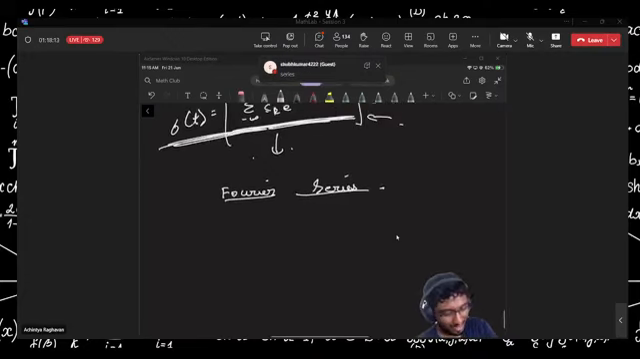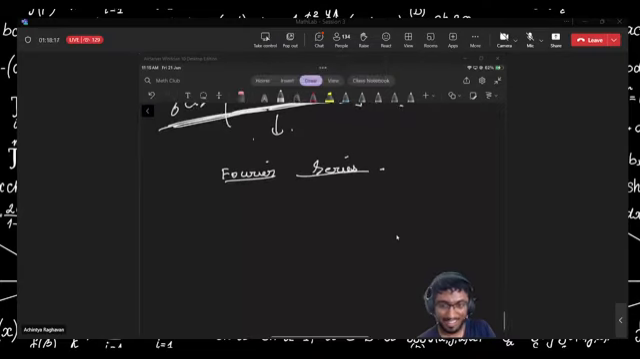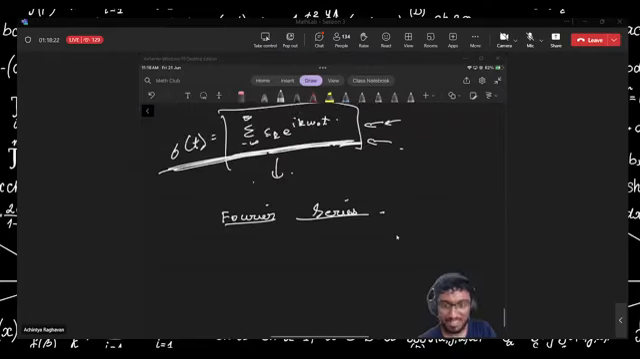And why do we look at the Fourier series? What is so special about the Fourier series? Some of you will know because you would have done a course on Fourier series like me. So what is so special about the Fourier series?